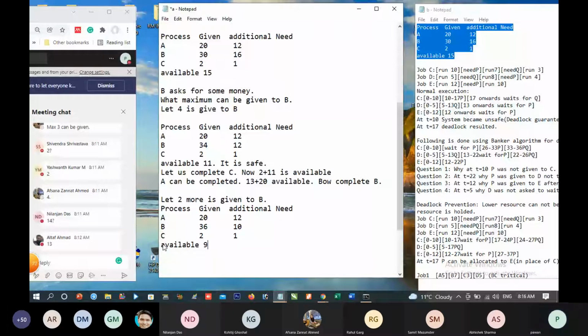So what is going to happen? If A or B asks, we shall ask them to wait. But if C asks, then we will complete C. Afterwards, 11 will be available. We can complete B and afterwards we can complete A. Is it correct? So again, it is safe.